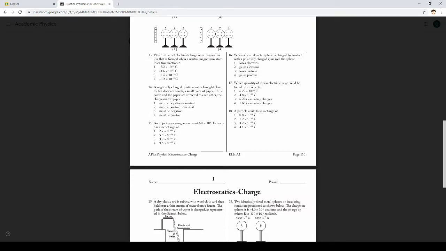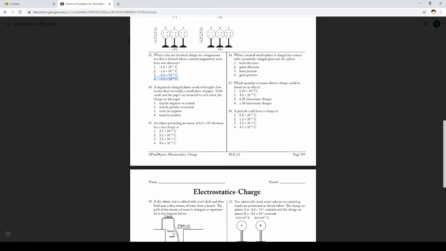Number 13: what is the net electrical charge on a magnesium ion that is formed when a neutral magnesium atom loses 2 electrons? It loses 2 electrons, so it becomes positive. So it's going to be either 3 or 4. We have a 2 electron difference, so we're going to do Q equals Ne, where N is 2, and we get 3.2 times 10 to the negative 19th coulombs.